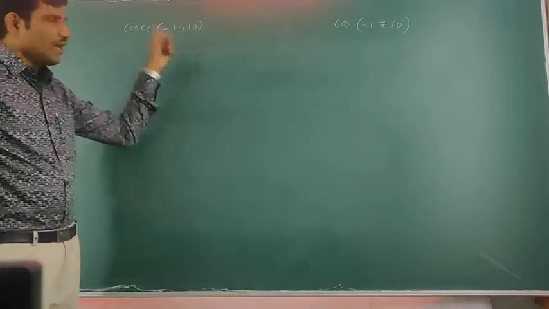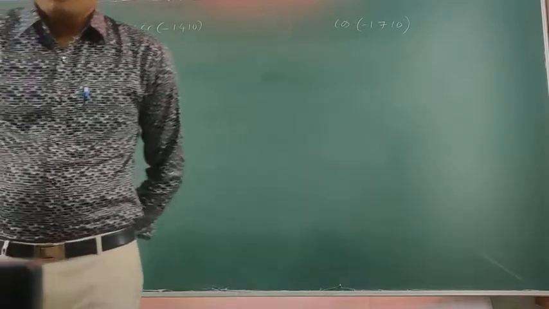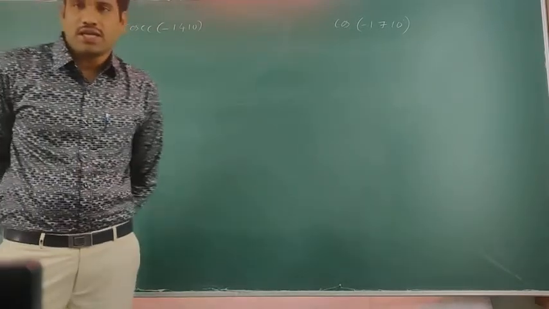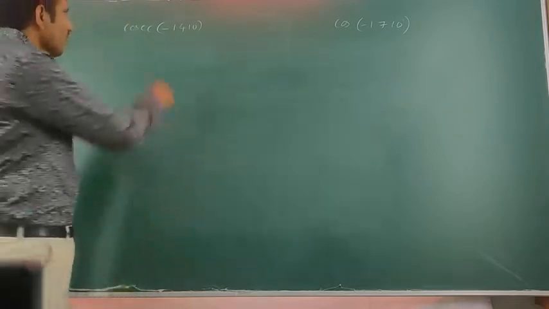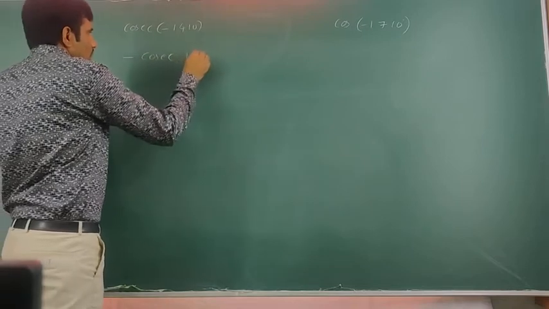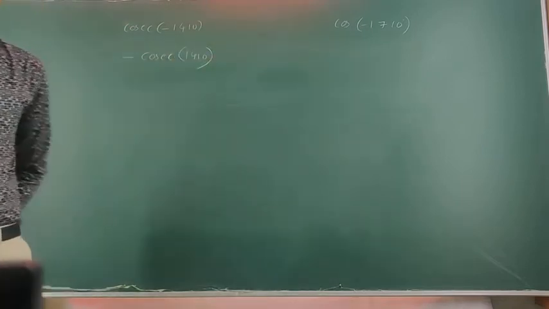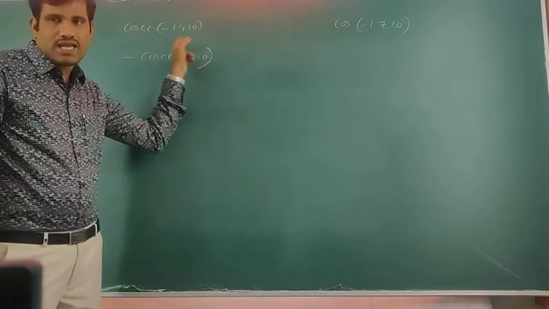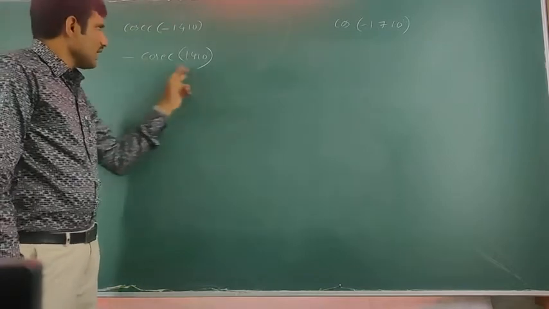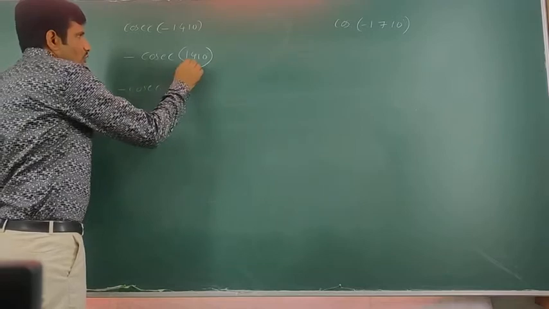So what is cosec of minus theta, students? Minus theta is in fourth quadrant, where in fourth quadrant cosec is negative. Cosec of minus theta is minus cosec theta. Is it clear, students? First, when we have a negative angle, don't worry about this angle. First, apply T ratios of minus theta. Cosec of minus theta is minus cosec theta. Now minus cosec of, now 1410.